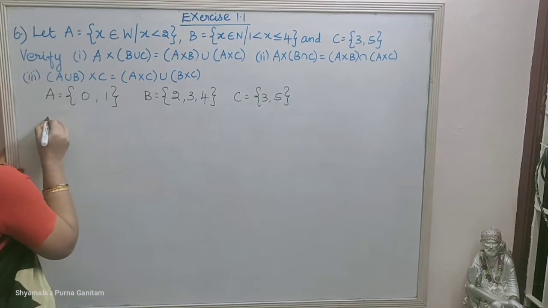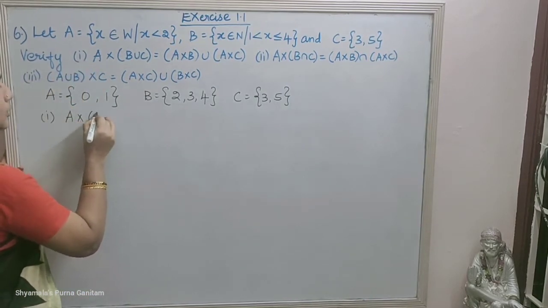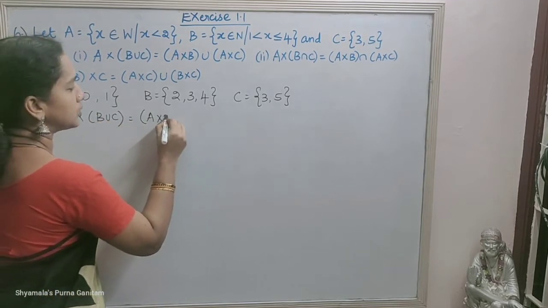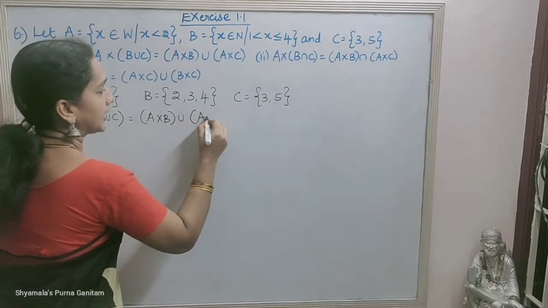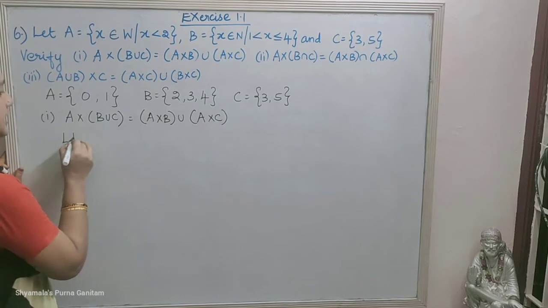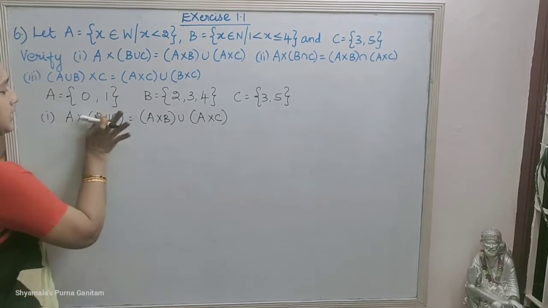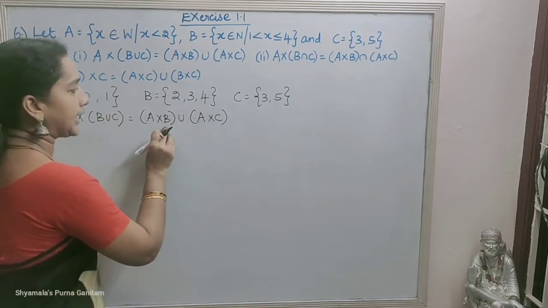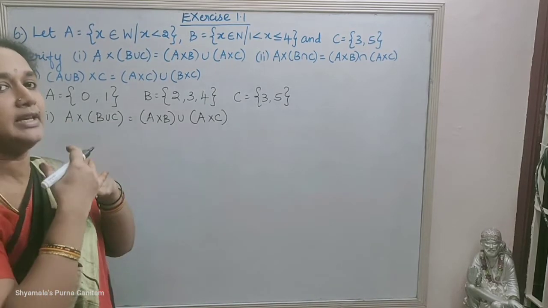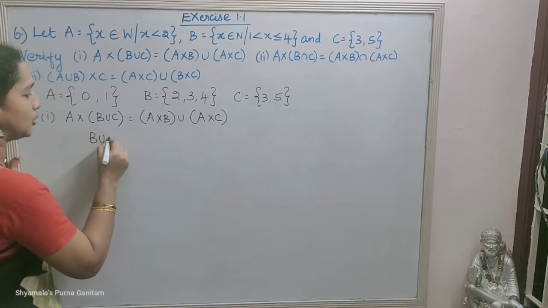Now we will take the first result and verify it. A × (B ∪ C) = (A × B) ∪ (A × C). This is what we are asked to verify. First I will take the LHS. But before doing this, we will find the elements of B ∪ C, A × B and A × C.